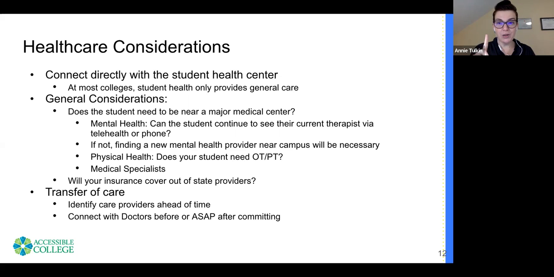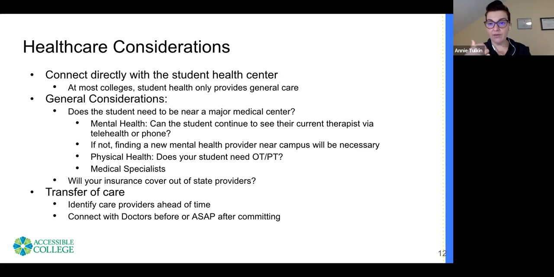A key point to consider is, will your insurance cover out-of-state providers? If your student decides to go to school in another state, you should be looking at whether or not they're going to need to get new insurance, or if they can continue on the same insurance. That usually just requires a call to the insurance company to see how portable that insurance is. This transfer of care piece is something that is often left till the end, but we should be considering it as part of the search more holistically.